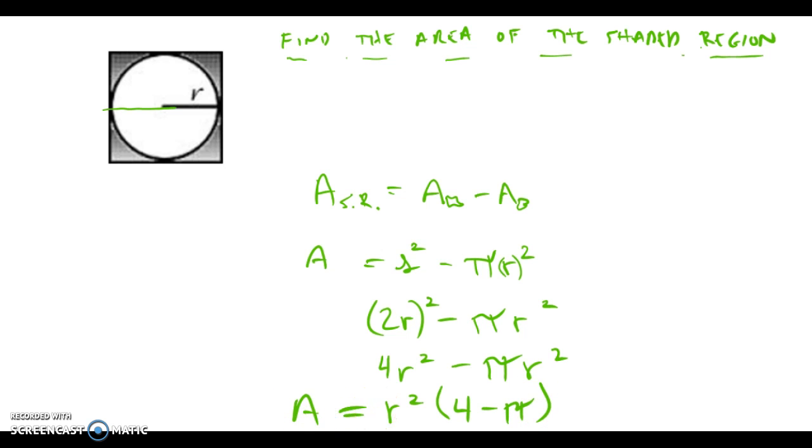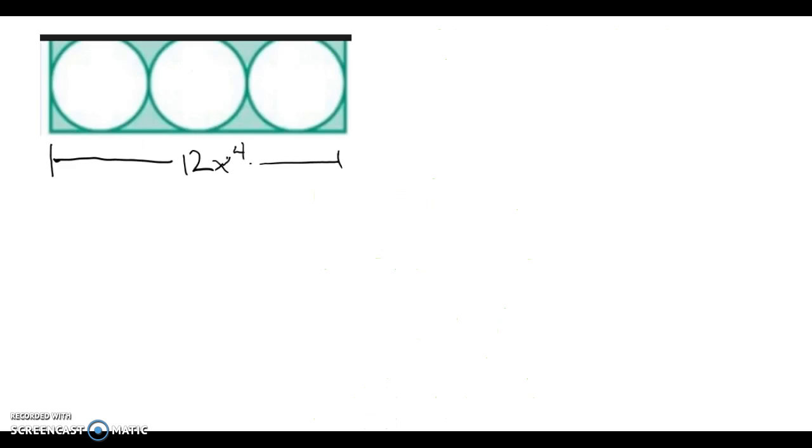And now let's try to find the area of the shaded region of this one. I encourage you to pause this and try it on your own first. But what we see are 3 circles lined up to be equal to the entire span of the rectangle. And the area of the shaded region is equal to the area of the rectangle minus the area of the circles. Let's put an apostrophe s there.